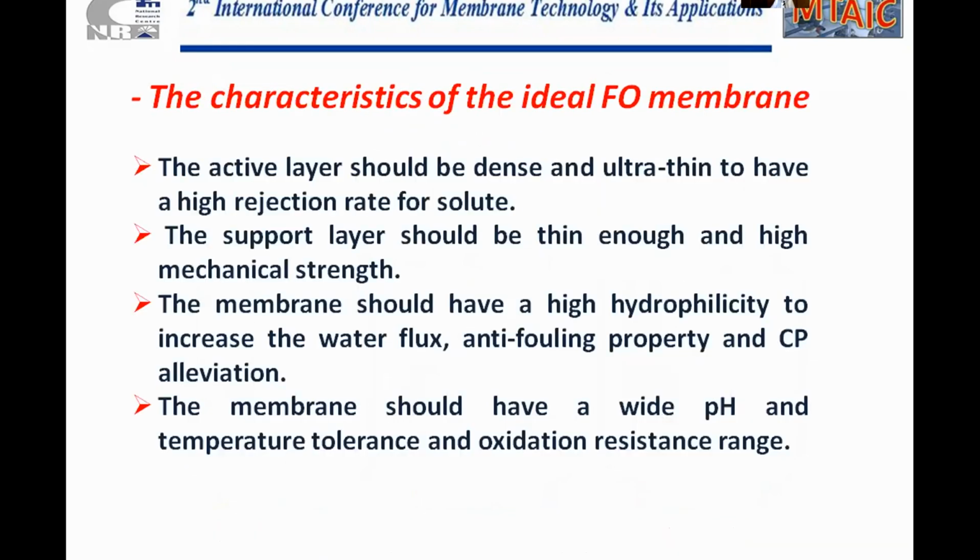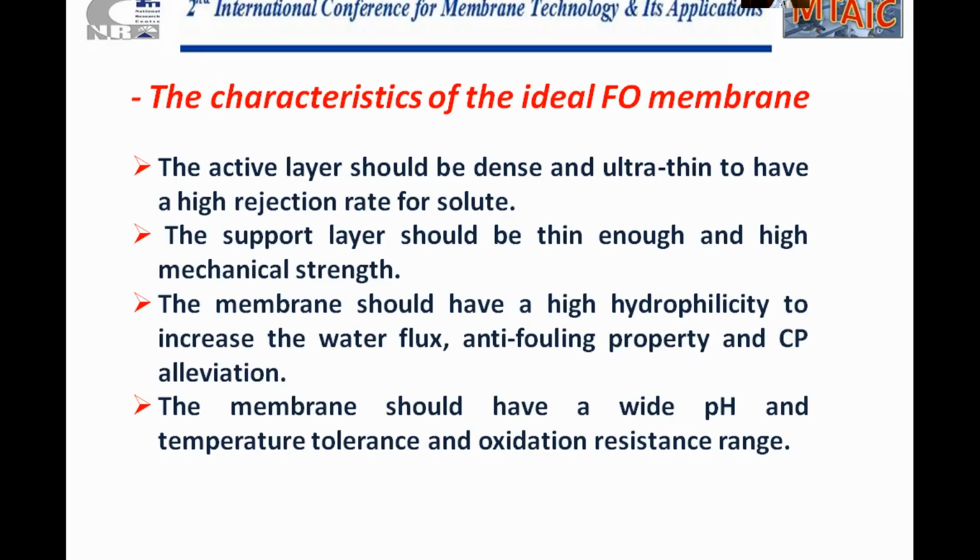One of the most important factors affecting the forward osmosis process is the forward osmosis membrane. The forward osmosis membrane plays an important role in the efficiency of the process. This means that to enhance the efficiency of the forward osmosis process, we require an ideal forward osmosis membrane. An ideal forward osmosis membrane must have the following features.